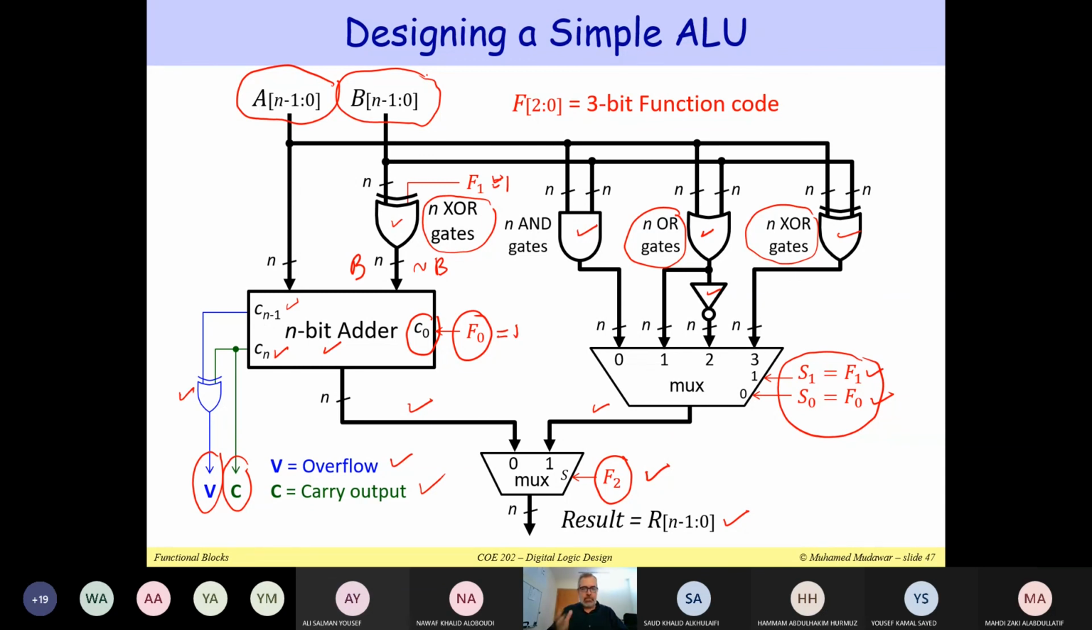Okay, any question about this example? You can see that we have used different blocks here. We have a block for the adder. We have a block for the multiplexer. We have, in fact, more than one multiplexer: a 4x1 multiplexer and a 2x1 multiplexer. We use additional gates to implement the logic functions, and we have produced an ALU.